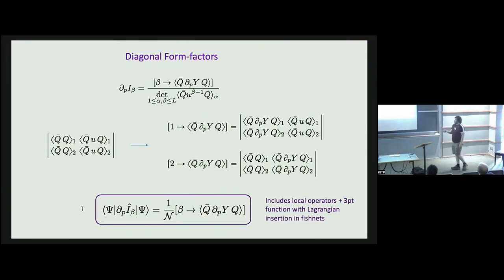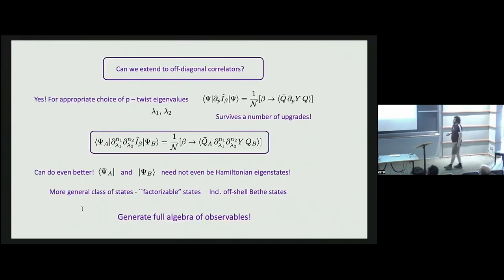But diagonal is kind of boring, let's be honest. If we really want to say we know everything about something, we want to have all possible matrix elements, not only diagonal matrix elements. So is this the end of the story, or can we actually upgrade everything to the off-diagonal case? And in general, if you look at something like the Feynman-Hellmann theorem and you try to upgrade it to off-diagonal, you immediately fail. It just doesn't work.